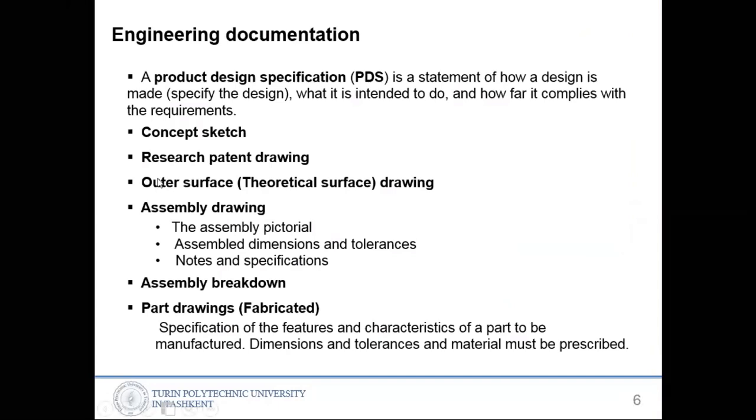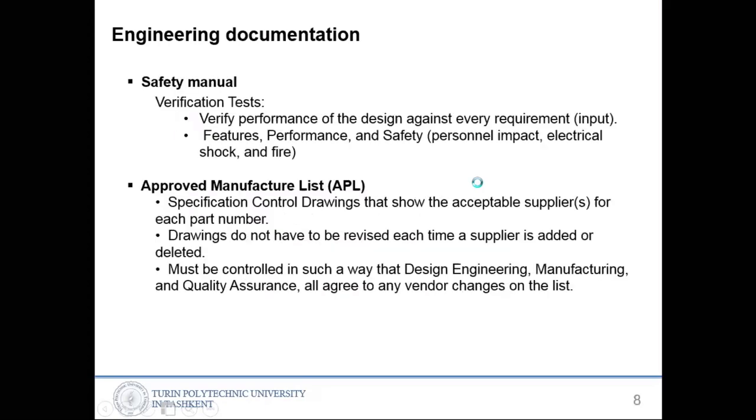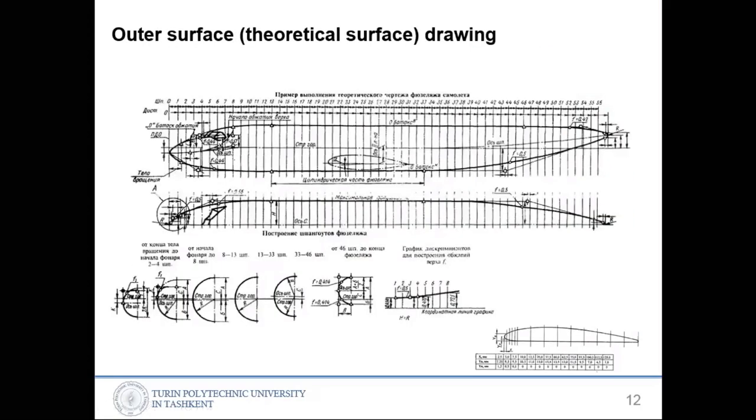In some cases you need a theoretical surface or outer shape surface drawing. Why do you need it, and how does it look? Let me show you. This is an outer surface, theoretical surface drawing: the outer surface of the fuselage of the airplane.